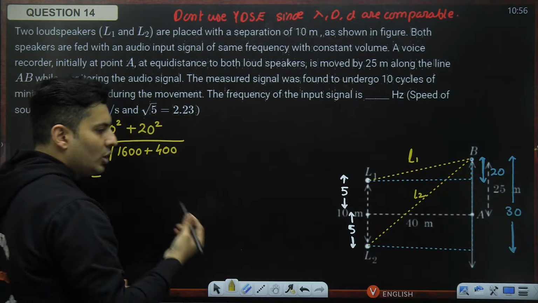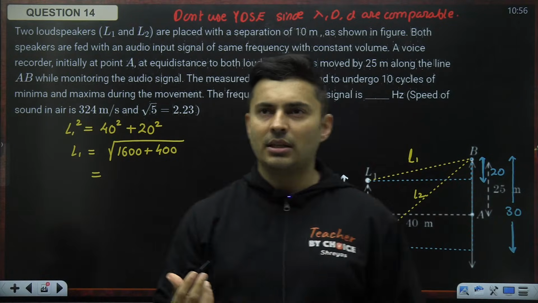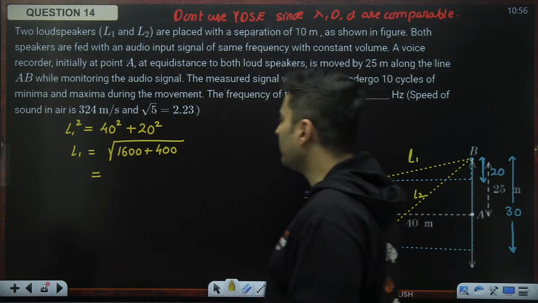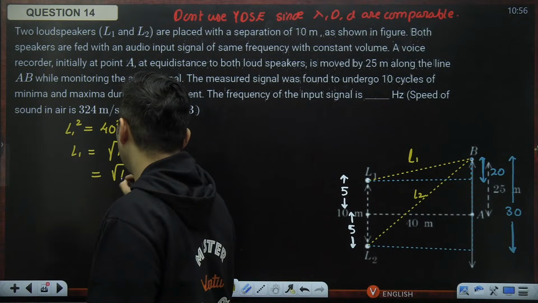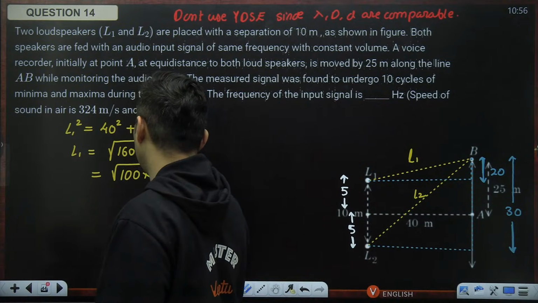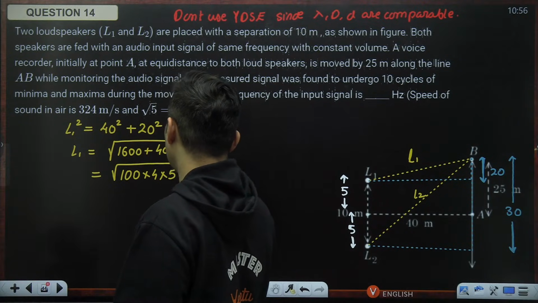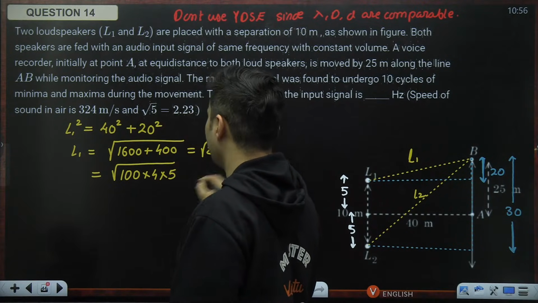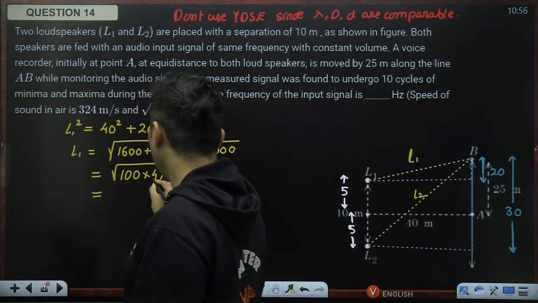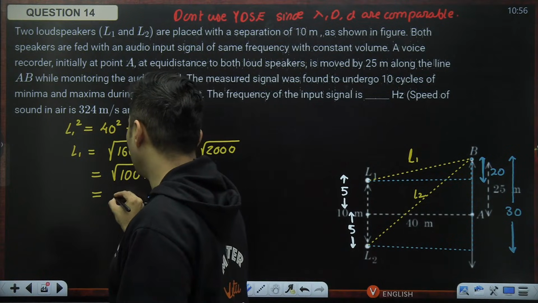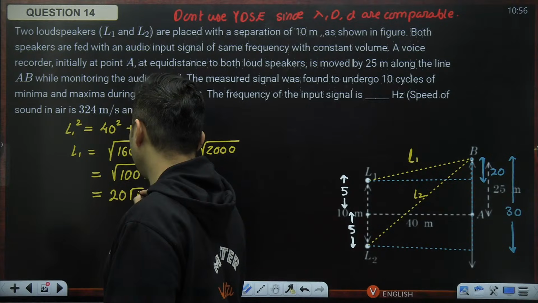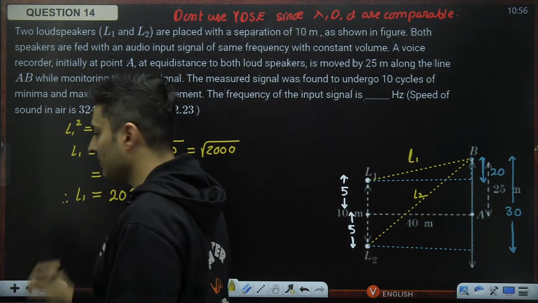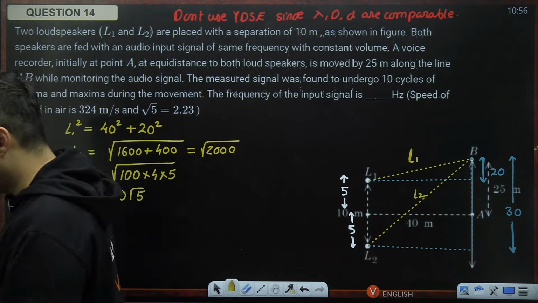So root of 2000, guys, is nothing but 100 multiplied by 20. So I can factorize it as 100 multiplied by 4 multiplied by 5, correct? Because this is root of 2000. So this will be nothing but 10 into 2, which is 20. So 20 root 5 is nothing but the value of L1. Is that okay? 20 root 5.